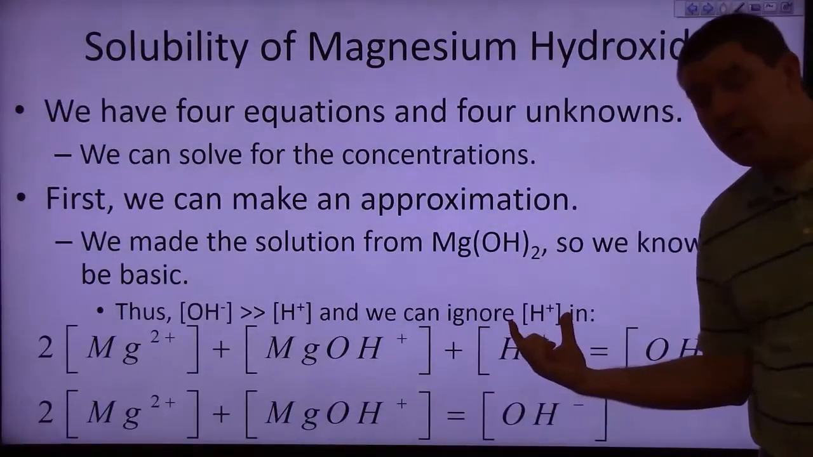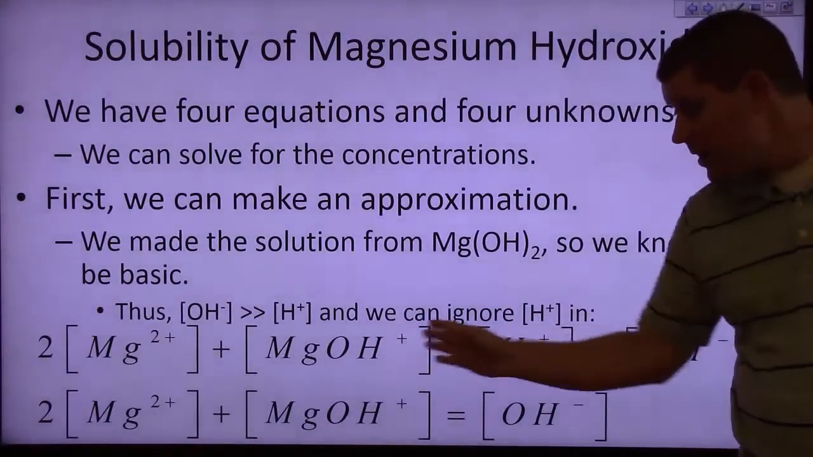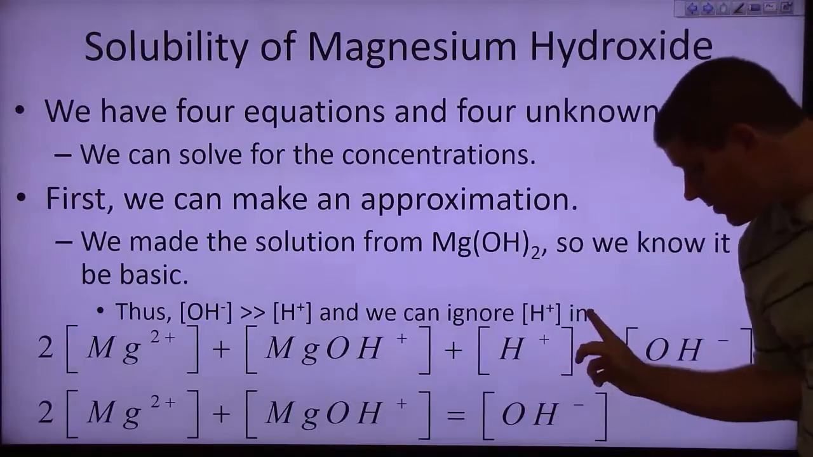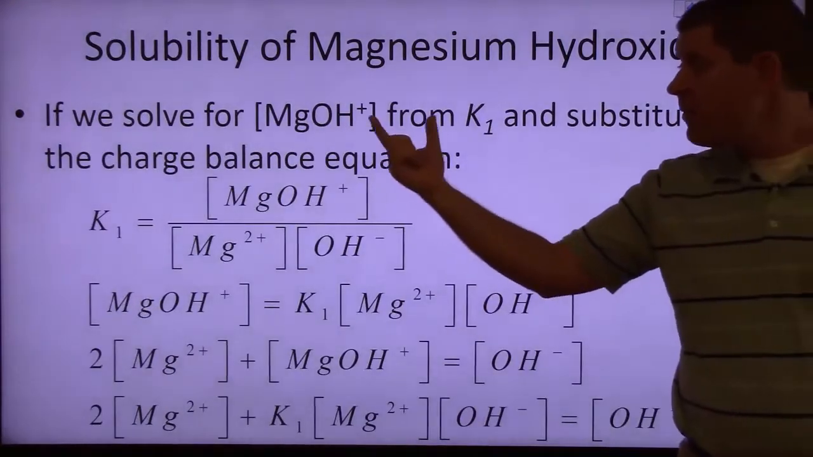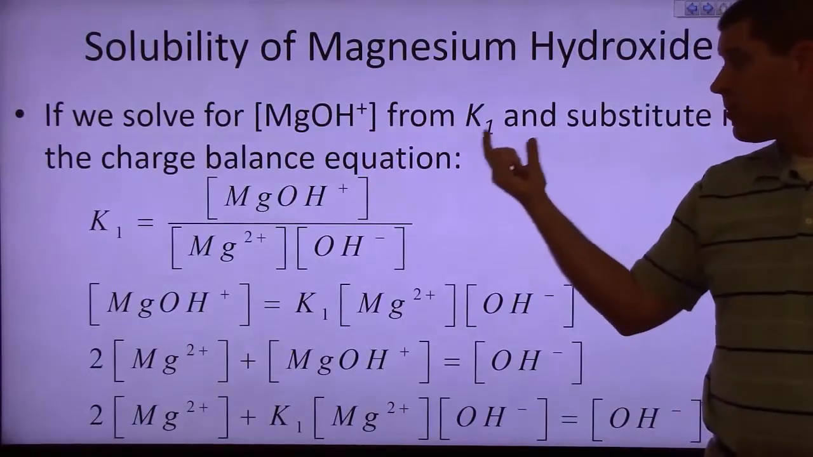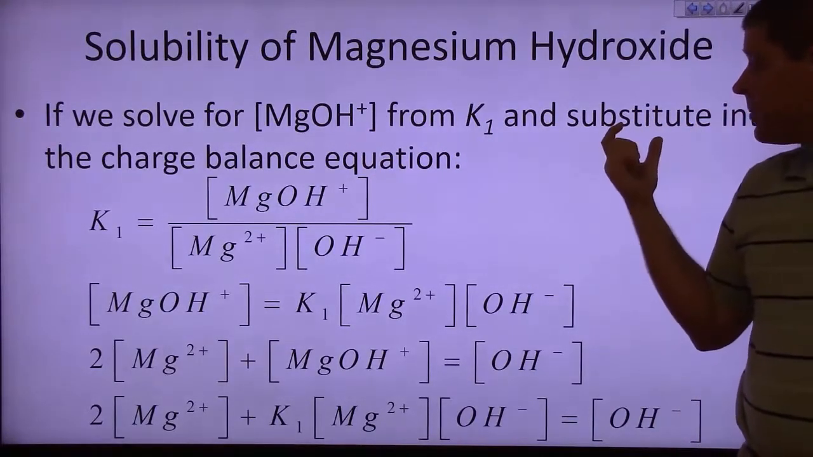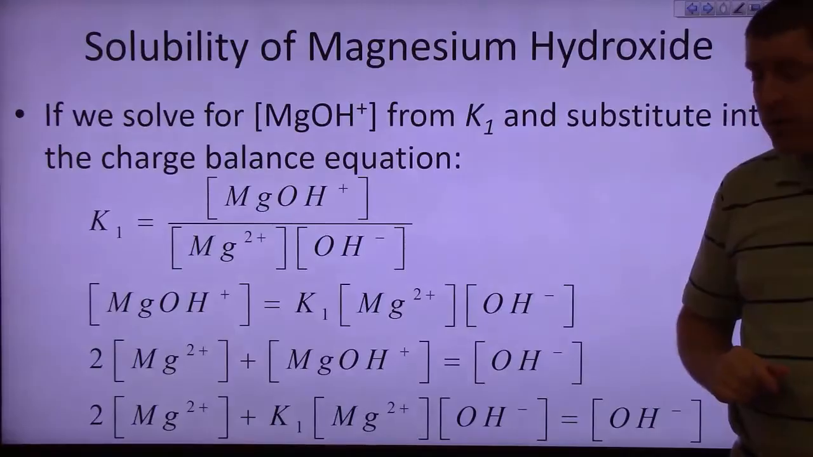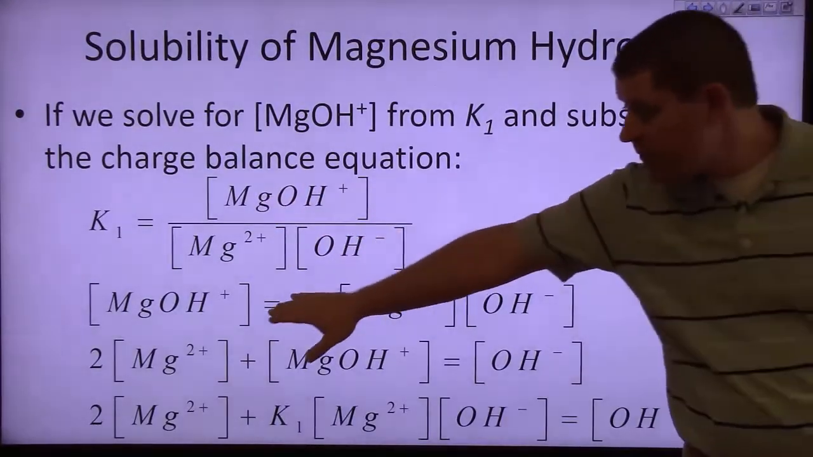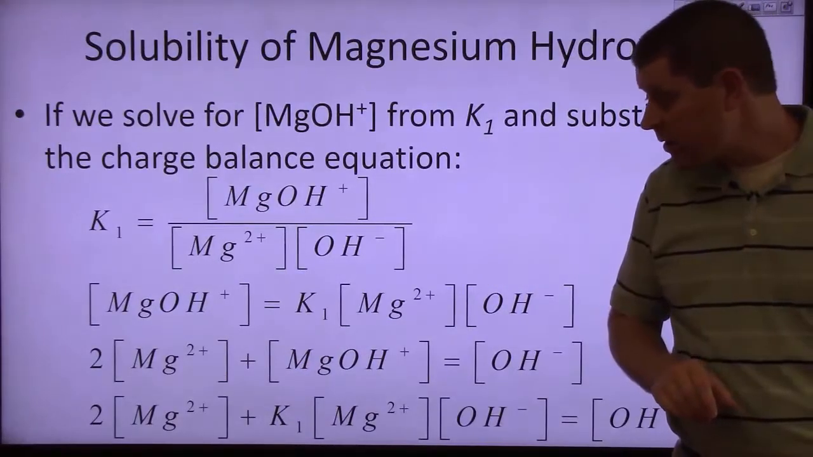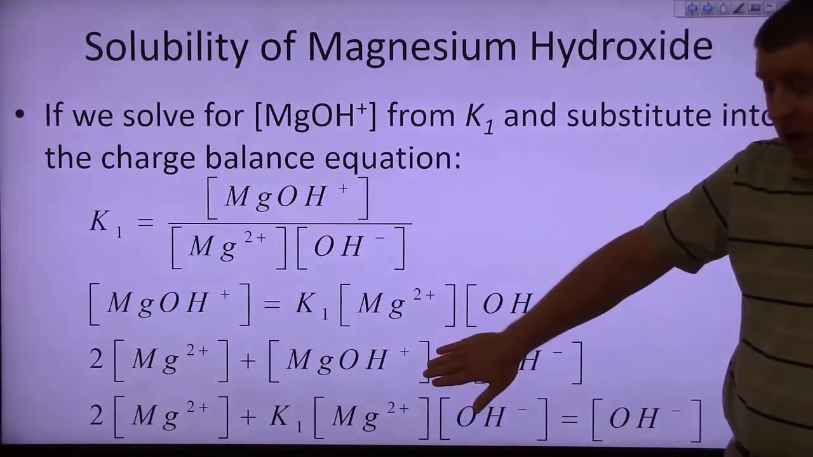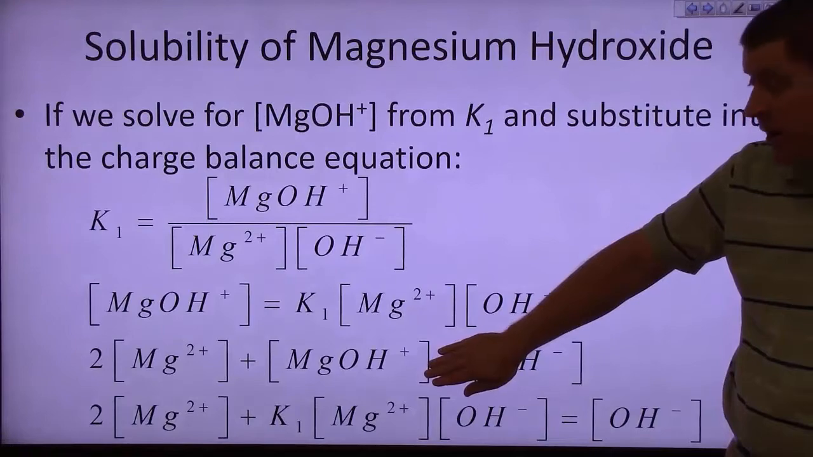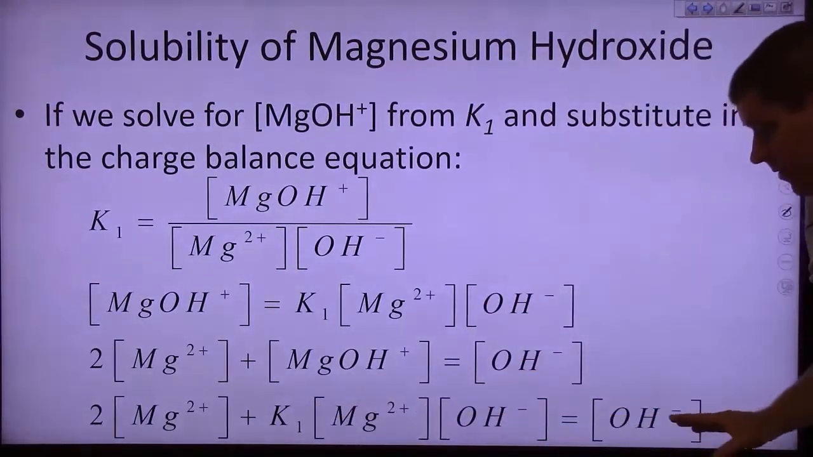So that means that we can ignore the hydrogen ion concentration in our charge balance equation, so we're ignoring this guy here, which then simplifies that a little bit. Now, if we solve for the magnesium hydroxide complex from K1 and then substitute that into the charge balance equation. So here's our K1, solve that for the magnesium hydroxide complex concentration, and then plug that value into our simplified charge balance from the last slide. That then gives us what we have down here.